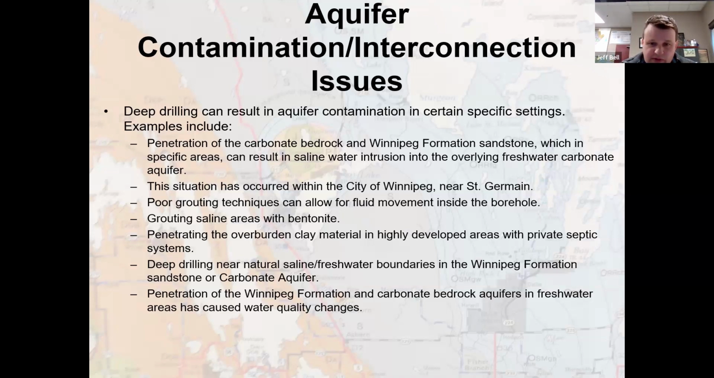Oftentimes penetrating the overburden, which in the Winnipeg area tends to be pretty clay rich, we tend to see a lot of septic systems in there, so we see a lot of bacterial problems resulting from septic stuff getting into the bedrock. Again, deep drilling near those boundaries also can be a bit problematic. In the south part of Winnipeg, in the bedrock formation where the water quality is changing, drilling deeper into that formation to encounter the entire carbonate formation tends to cause water quality problems in the shallower parts of the formation. So you have to be very careful when working near those boundaries.